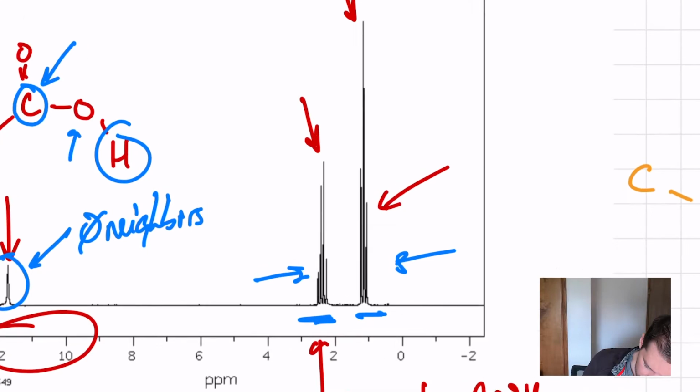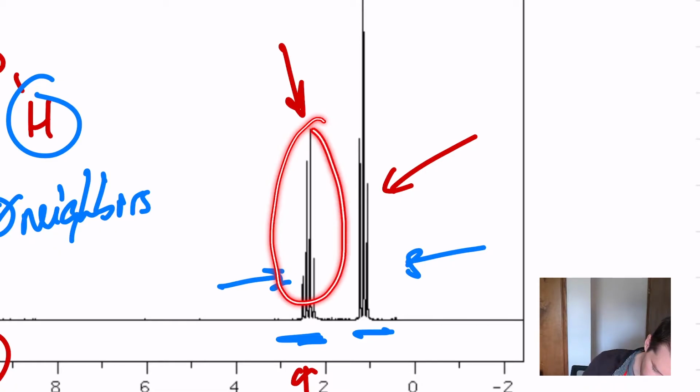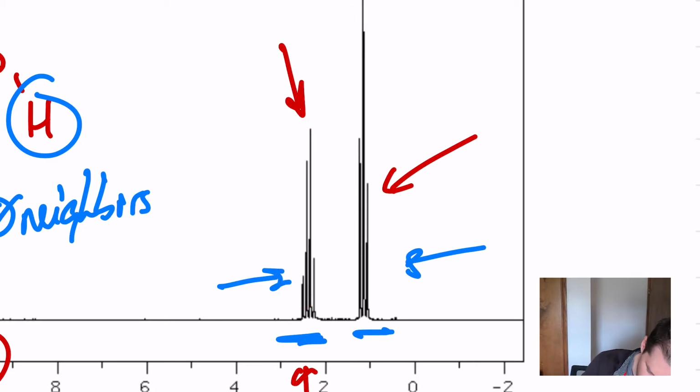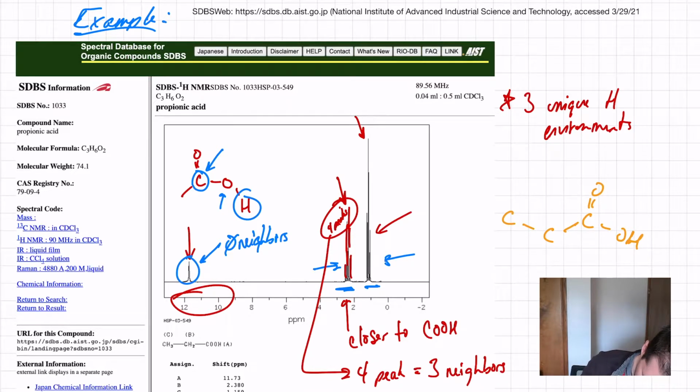Now, if I zoom in on this right here, this shows multiple peaks within this signal. In this signal, we have 1, 2, 3, 4 peaks. If it has 4 peaks, that means it has 3 neighbors, because the number of peaks equals the number of neighbors plus 1. So 3 plus 1 equals 4, and it must have 3 neighbors.